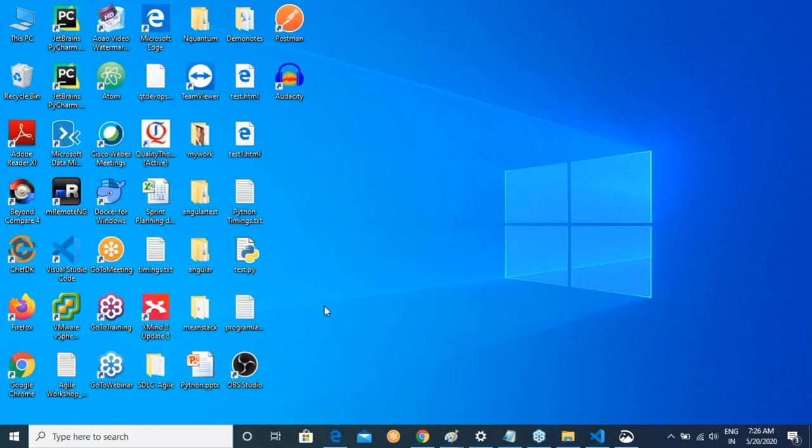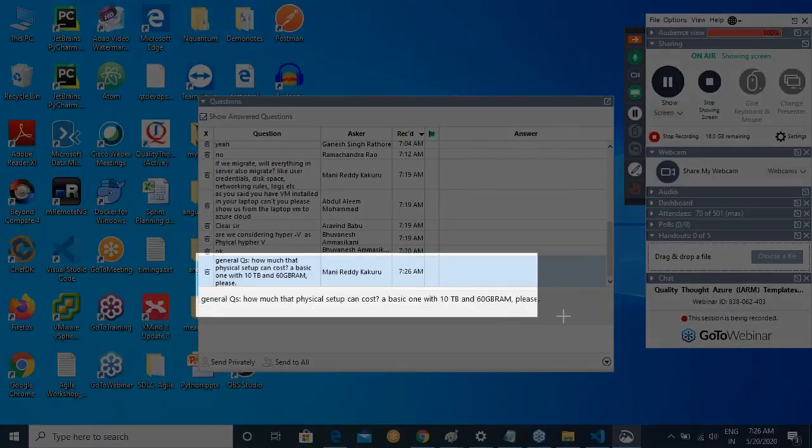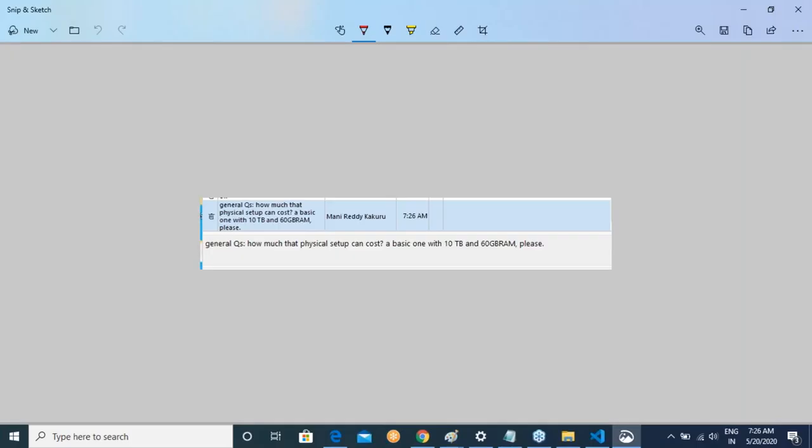How much would a basic physical setup with 60 GB RAM cost? I'm not sure, sir. I don't know the server's pricing, but I think you can look into Dell or HP websites for accurate information.